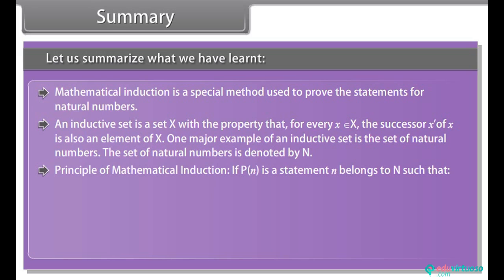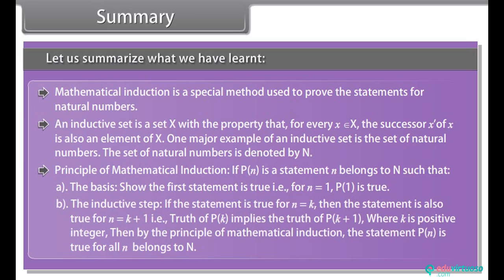Principle of mathematical induction. If Pn is a statement, n belongs to capital N, such that the base case: the first statement is true, that is, for n is equal to 1, P1 is true. The inductive step: if the statement is true for n is equal to k, then the statement is also true for n is equal to k plus 1. That is, truth of Pk implies the truth of Pk plus 1, where k is a positive integer. Then by the principle of mathematical induction, the statement Pn is true for all n belongs to capital N.